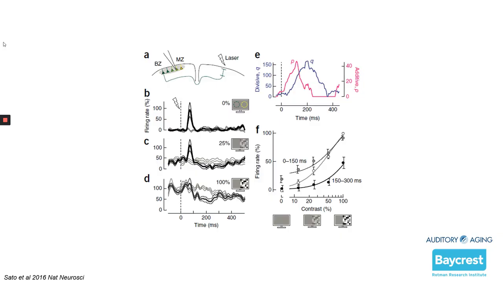In this figure from a paper published in Nature Neuroscience, you can see it provides details about the experimental procedures. It has some information about time course data and also shows some average responses as a function of visual contrast.